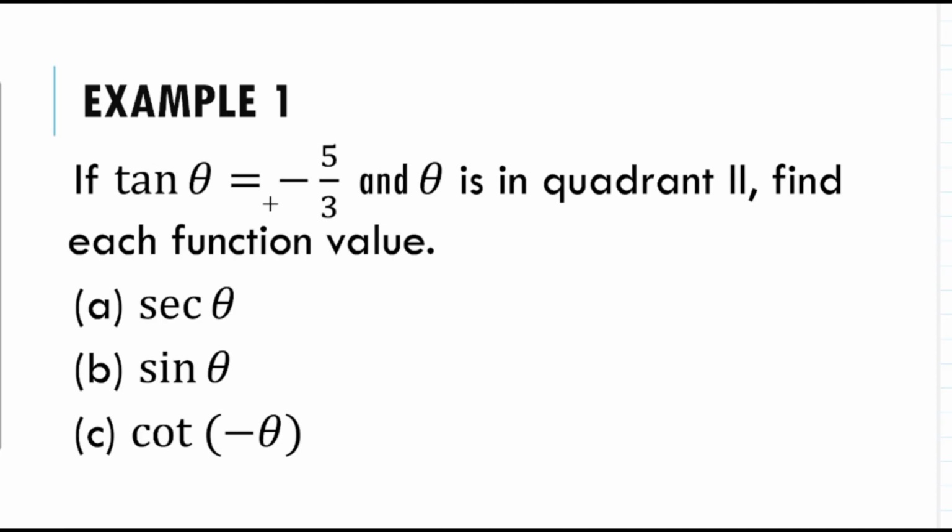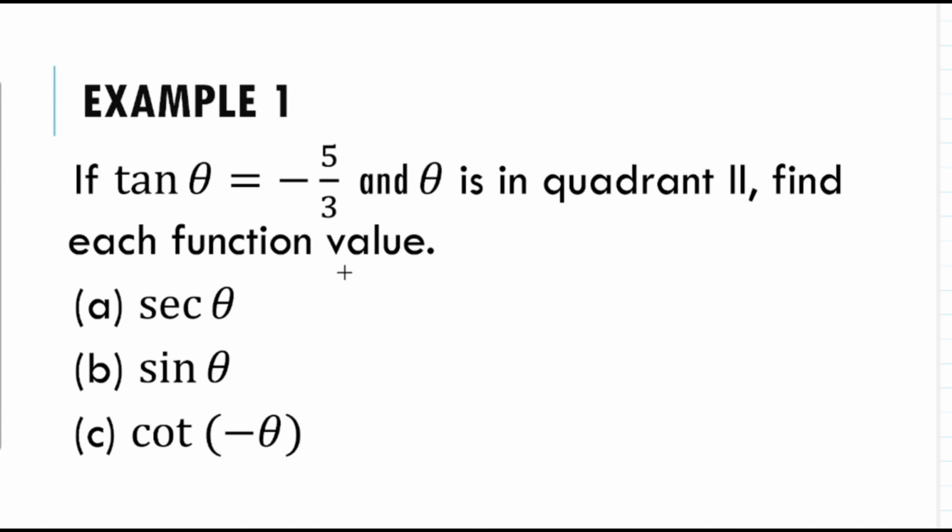Example 1. If tan theta is -5/3 and theta is in quadrant 2, find each function value. Okay, so let's find the following values given the function value that we have here. It's very simple. We're just going to apply the values and then we'll derive the answer.